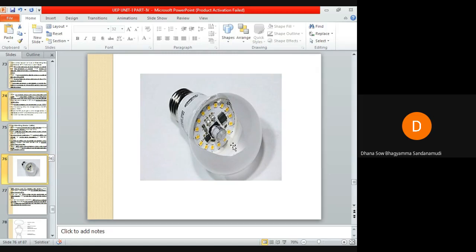Okay, and even a CFL lamp also produces some heat. Of course, the heat produced by a CFL lamp is less than the incandescent lamp, but it produces some heat.